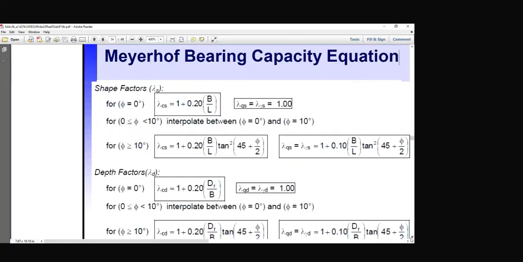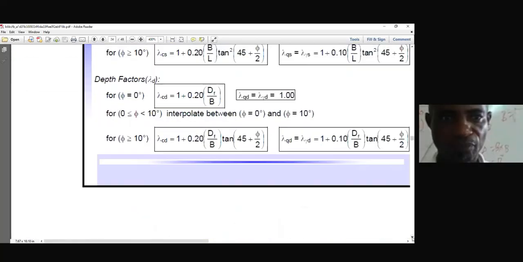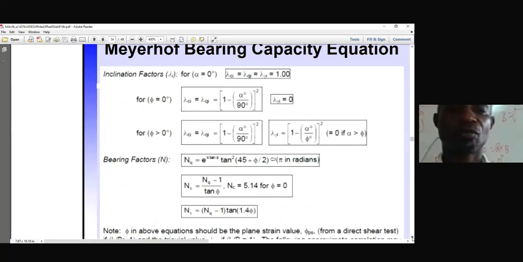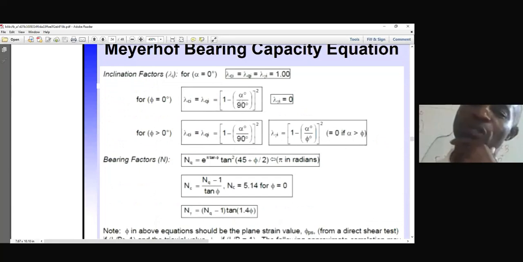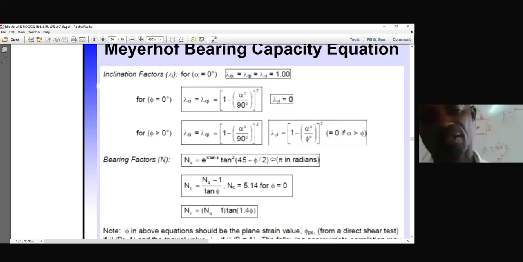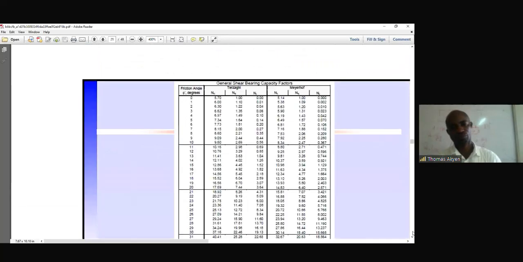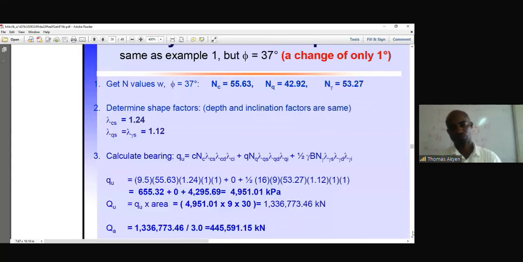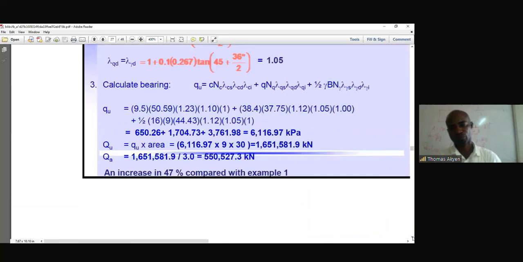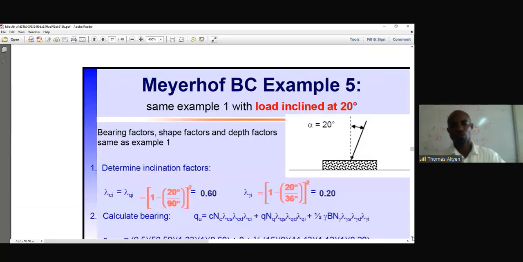The inclination factors. For theta, we are using this equation: 1 minus, bracket open, alpha degrees over 90 degrees, all squared. Then when phi is greater than 0, we are also using this equation. So that is why we got to this point here.